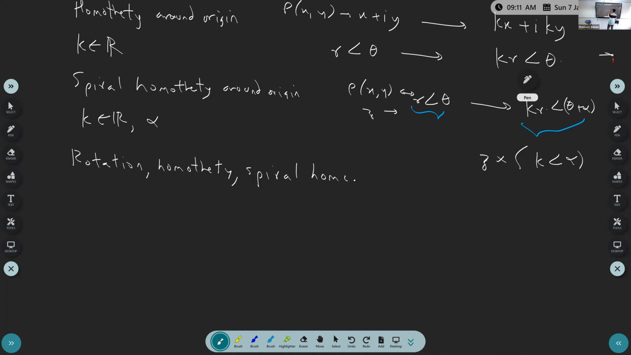Firstly, I think we can see that rotation and homothety are just special cases of spiral homothety. If the angle alpha is zero, then it is just homothety. Or if the ratio k is one, then it is simply rotation. So spiral homothety is the most general case. One statement which is applicable to all of this is what this transformation does to any point.